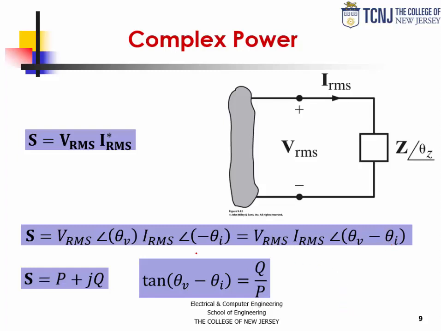This is a complex quantity, therefore it's going to have a real part, which we're going to call the real power, P, and it's going to have an imaginary part, which we're going to call Q. And we can see then that the tangent of the difference between the phase angle of the voltage and the phase angle of the current is equal to Q over P, Q, which is the reactive power, and P, which is called the real power.